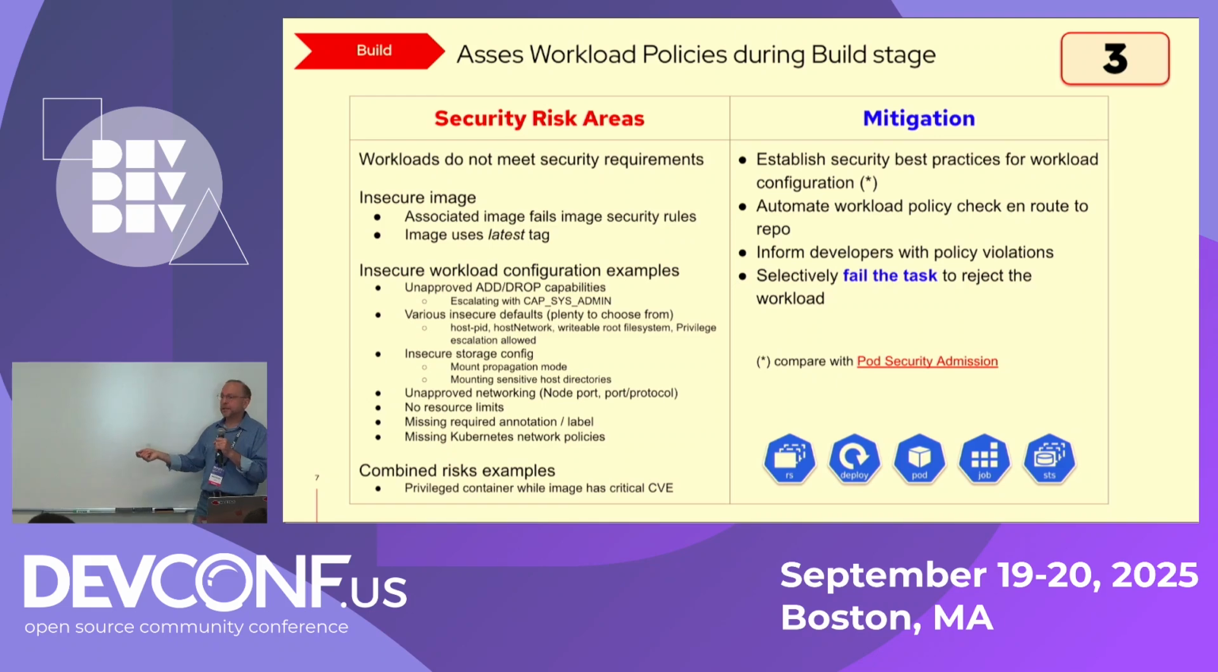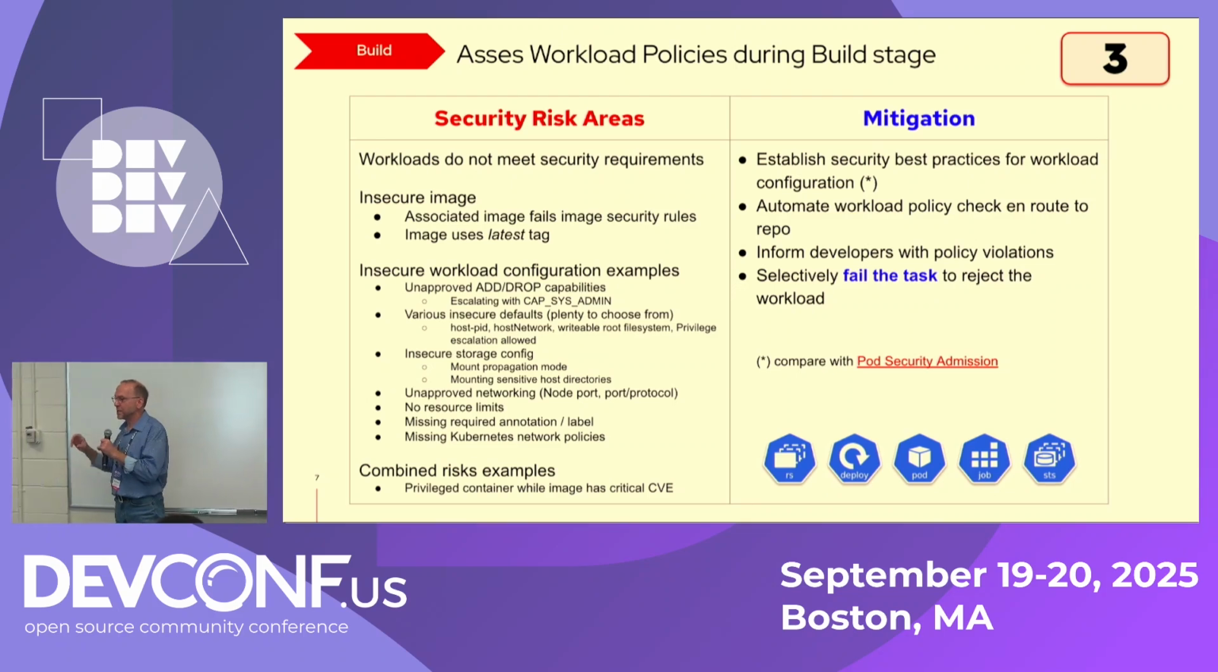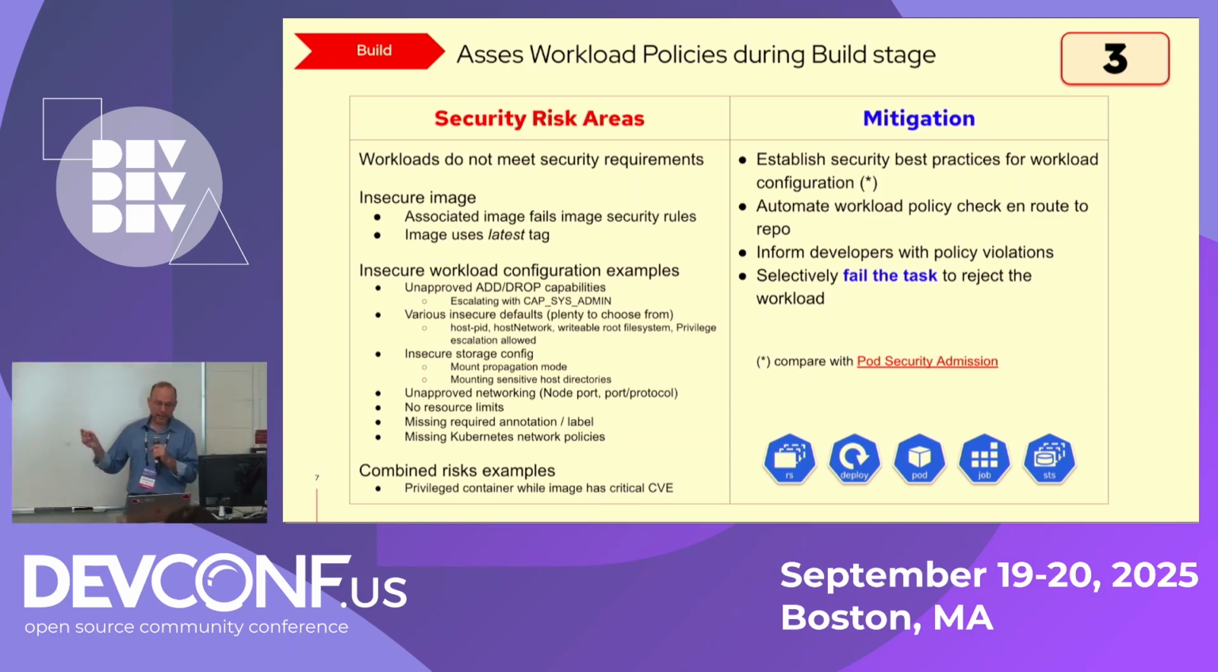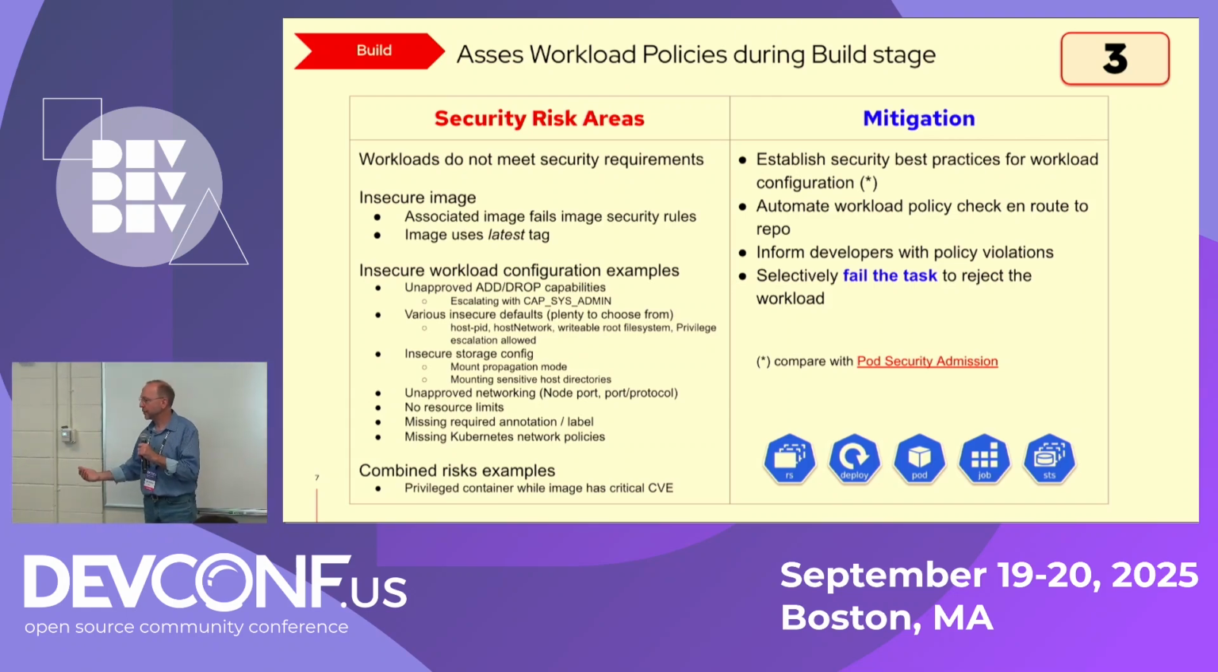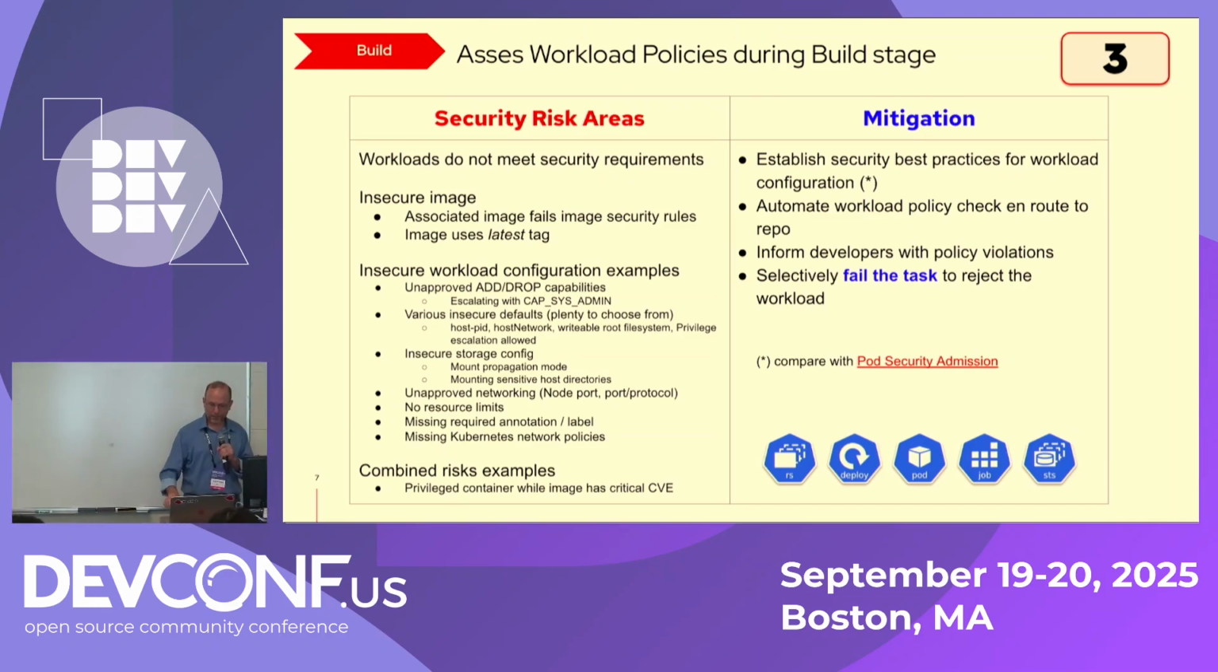Set up a process to inform your developers about these policy violations. How are they going to fix it? How are you going to let them know? If it's StackRox, you get a big explanation in text about what you're doing wrong and how to fix it. It's not always enough. And again, selectively fail the task. Selectively is important because you don't want to slow your developers too much, but at some point, you're going to need to put your foot down.